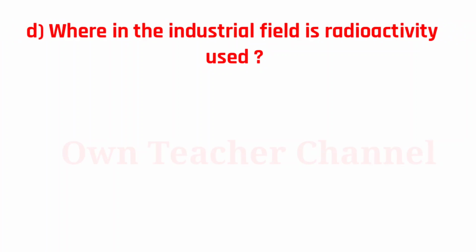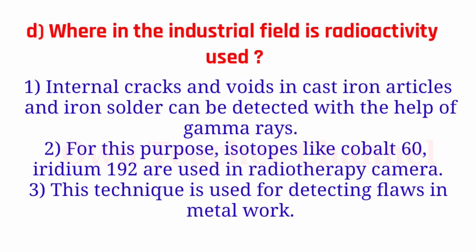D. Where in the industrial field is radioactivity used? 1. Internal cracks and voids in cast iron articles and iron solder can be detected with the help of gamma rays. 2. For this purpose, isotopes like cobalt-60, iridium-192 are used in radiotherapy camera. 3. This technique is used for detecting flaws in metal work.